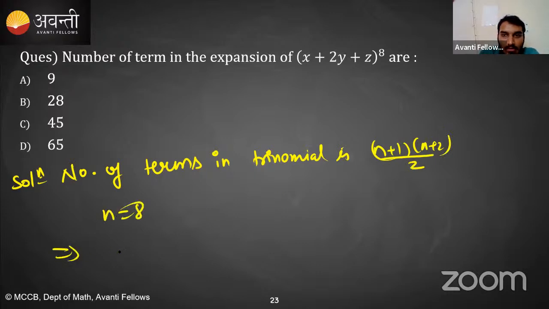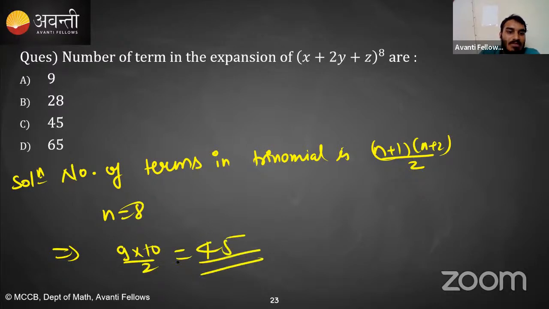So it implies 9 into 10 by 2, which is 45. So 45 is the answer. So C option is correct. Clear? So C option is correct. I hope no one has any doubt regarding this. Is this clear?